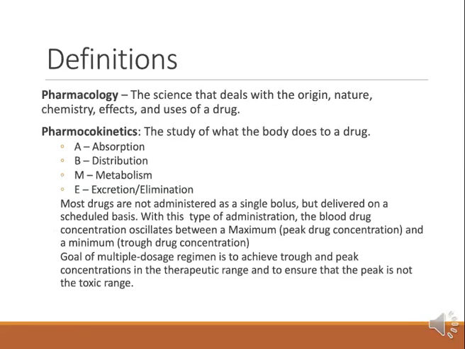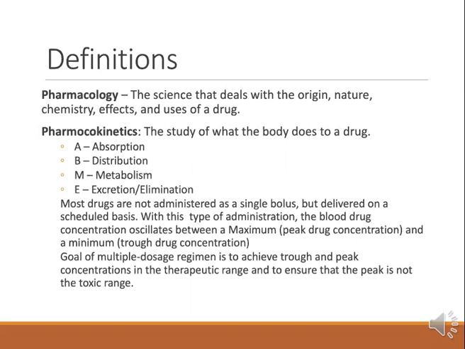Sorry. So some definitions that you'll need to understand with the chapter are pharmacology and pharmacokinetics. Pharmacology is the science that deals with the origin, the nature, the chemistry, and the effects and the uses of the drug. And pharmacokinetics is the study of what the body is doing to the drug. So in pharmacokinetics, you see something like this: ADME. A stands for absorption of the drug, D for distribution, M for metabolism, and E for excretion or elimination.